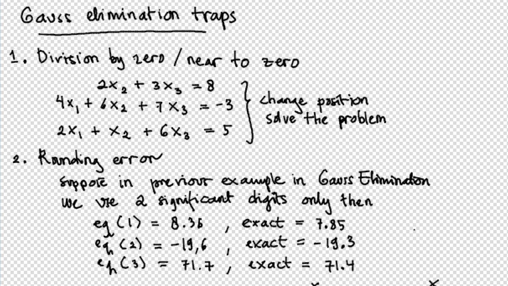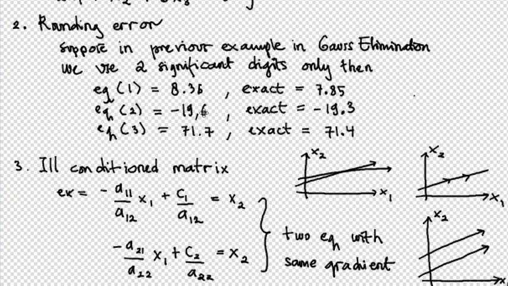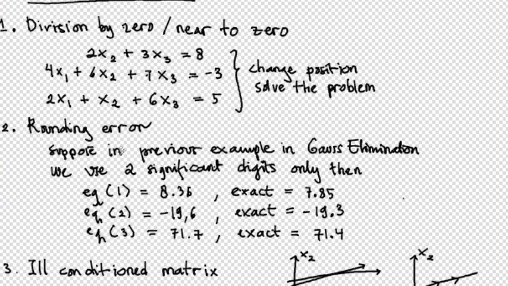And then the other trap is rounding error. Here, suppose you see the previous example in Gauss elimination which I gave in the previous video, that we used 4 significant digits, or 4 digits after the decimal place.